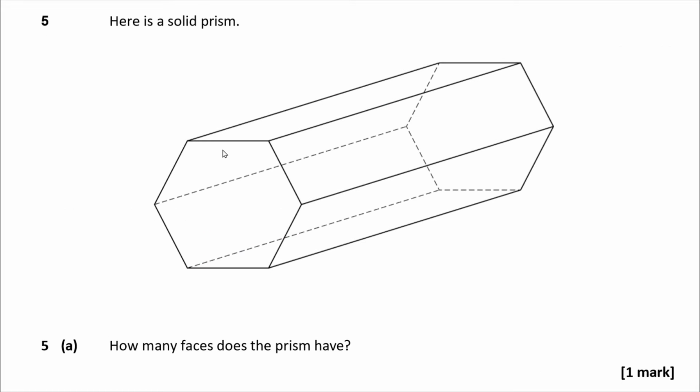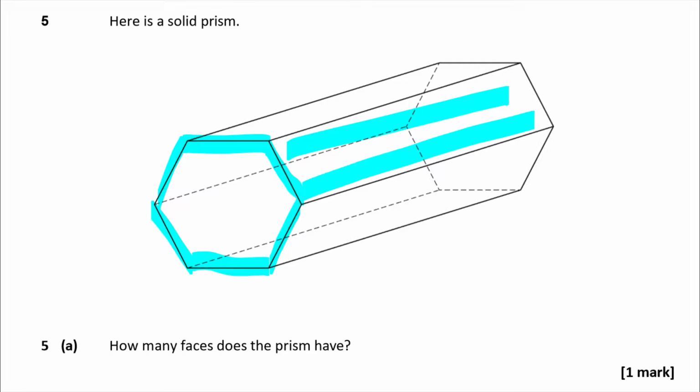Question 5, here is a solid prism. How many faces does this prism have? Well, you can see it is a hexagonal prism. 1, 2, 3, 4, 5, 6 edges along that front face there. Okay, so in terms of the faces of this thing, it's going to have 6 faces going off in this direction along the sides, isn't there? So we're going to have these 6 times. We're going to have 6 of those.